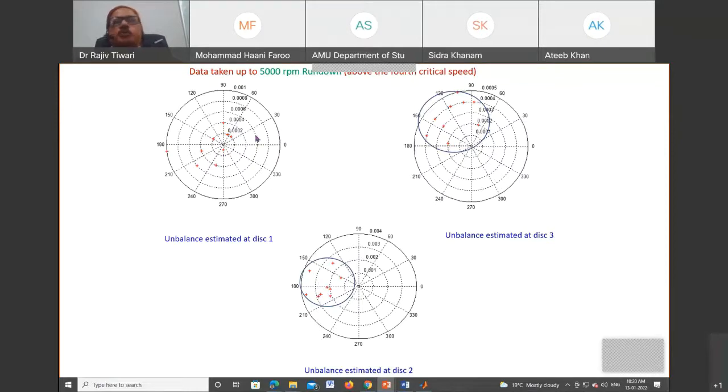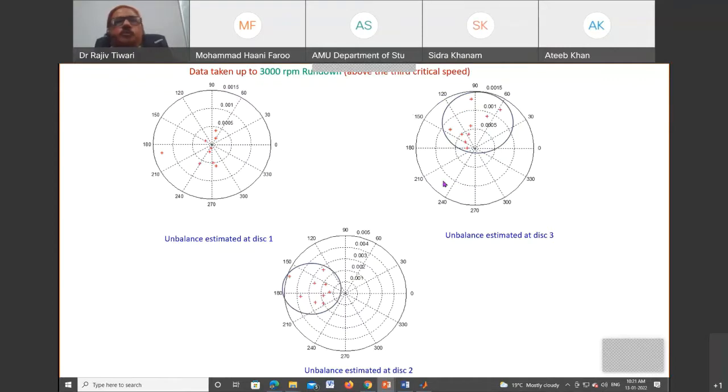But if you look amplitude-wise, the amplitude of unbalance was less here. That means this disk was not much unbalanced. So that's why the scatter was more. Here they were having more unbalance, so estimates were more consistent, but still variations are large. This is at a different run, the 3000 RPM rundown. So you can see a similar pattern here also.